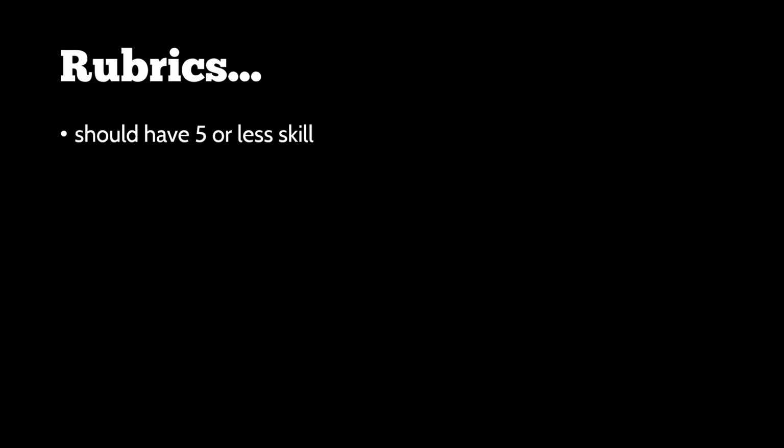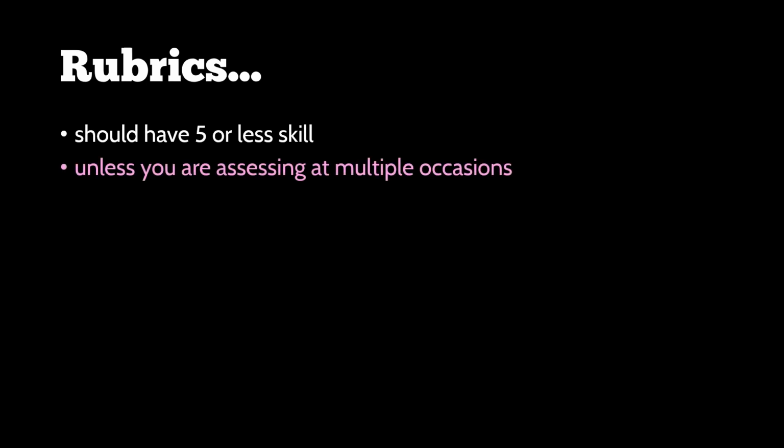We also think that rubrics should have 5 or fewer skills, unless you're assessing at multiple occasions. So perhaps you might assess the planning part of a piece and then assess it again after the actual thing was done. You might assess them doing a storyboard and then assess them a second time after they've done a short film or whatever. Basically, rubrics that have more than 5 skills become very difficult to mark, and that needs to be taken into account.